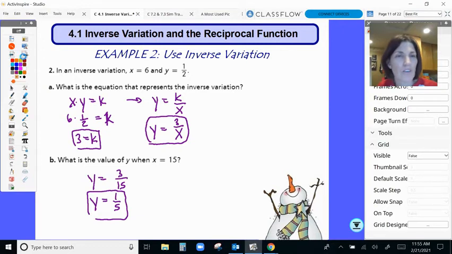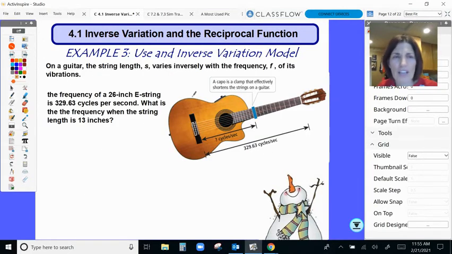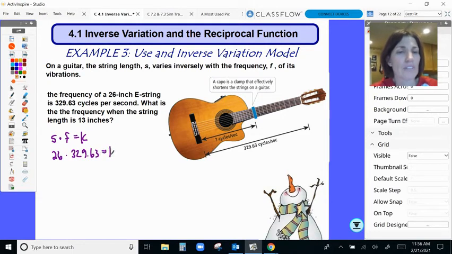All right, so now we're going to put this into an application. On a guitar, the string length S varies inversely with the frequency. So in other words, the length times the frequency gives us our constant variation. If the frequency of a 26-inch string is 329.63, what is the frequency on the string when it's 13? So we're going to take our string length, we'll just call it S times F frequency. That's going to be our constant of variation. Okay, so we know we have a 26-inch string times 329.63. That's going to be our K.